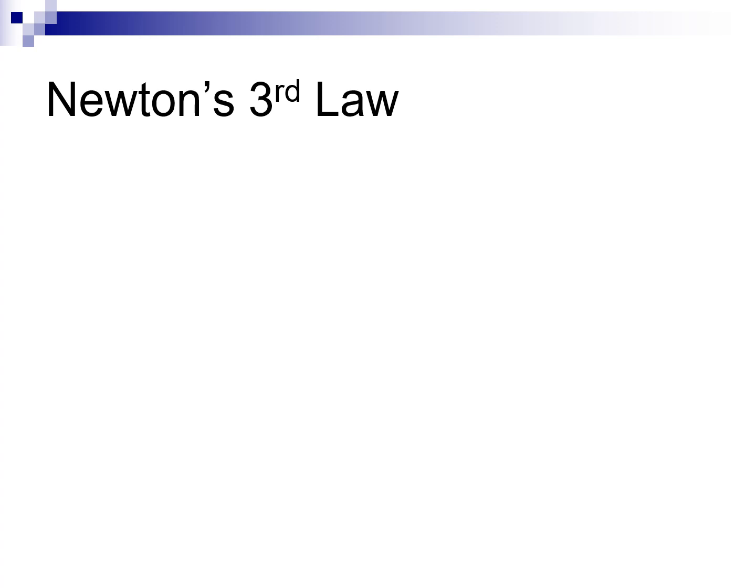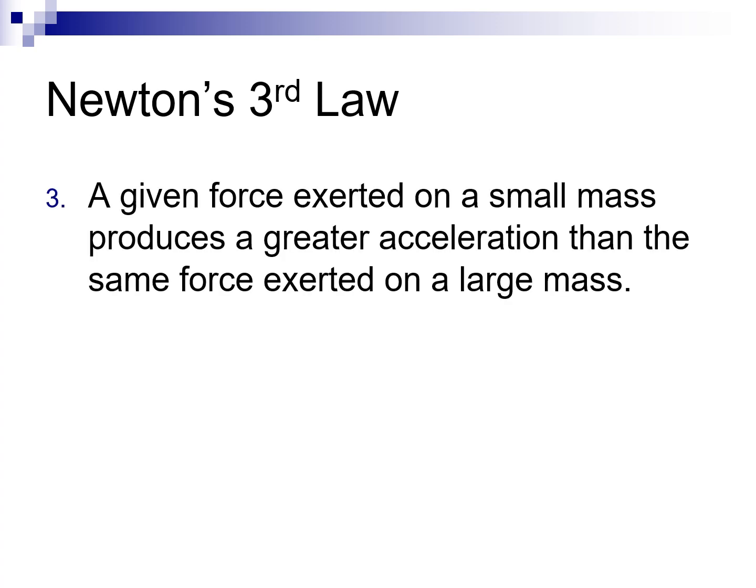Okay, I get it. The forces are not canceling out and they are equal. But if the forces are equal, how come they create such different results, such as the ball flying forward and the foot moving only a little? It turns out a given force exerted on a small mass produces a greater acceleration than the same force exerted on a large mass. Just like Newton's second law says, acceleration depends on net force and the mass.